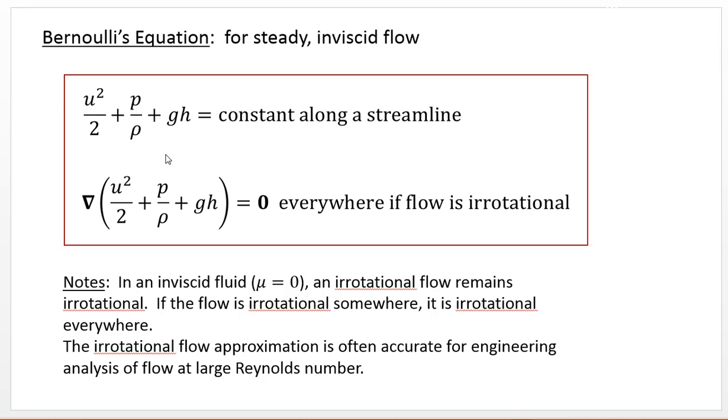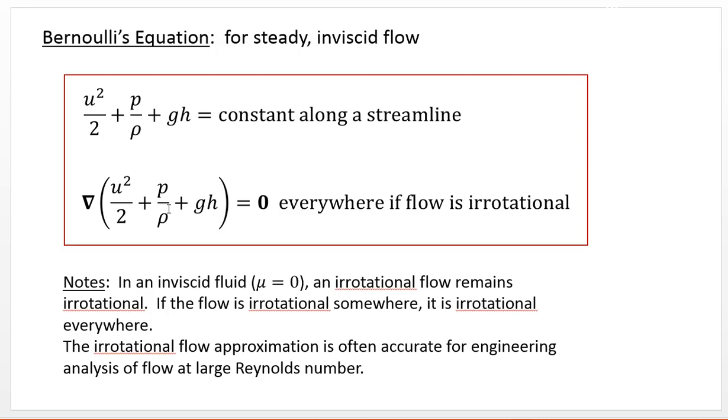More powerfully, if the flow is irrotational, then we see that the gradient of this quantity is equal to 0 everywhere. In other words, 1/2 u squared plus p over rho plus gh is constant everywhere in the flow. And so we can apply this at any 2 points. The 2 points do not have to be along a streamline if it's irrotational flow. They can be any 2 points anywhere in the flow.